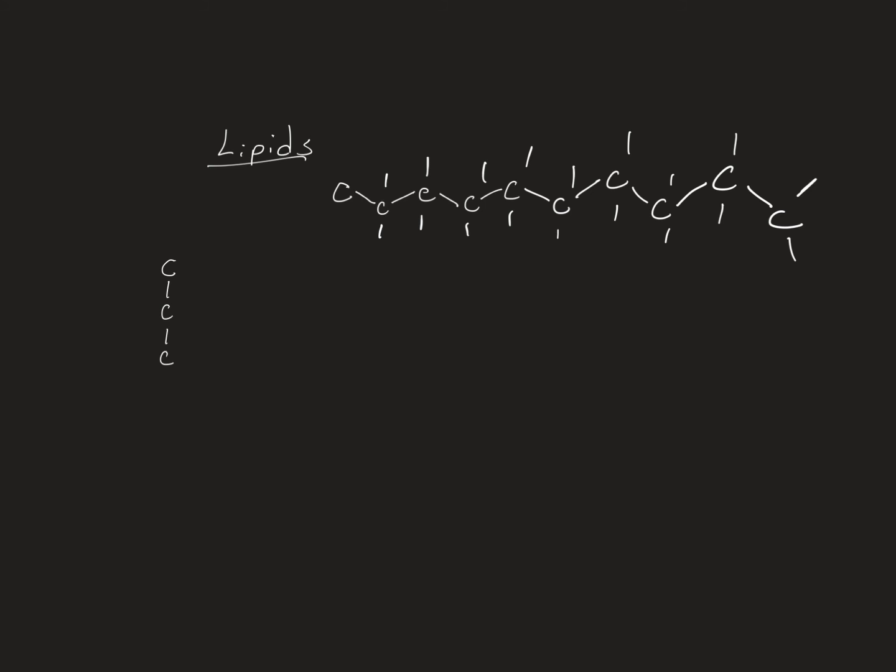At the very end, you have this carboxylic acid group. There you go. At the very end of this is a carboxylic acid, double bond O, single bond OH. And that's why we call this a fatty acid. You've heard of fatty acids? So this is a fatty acid.